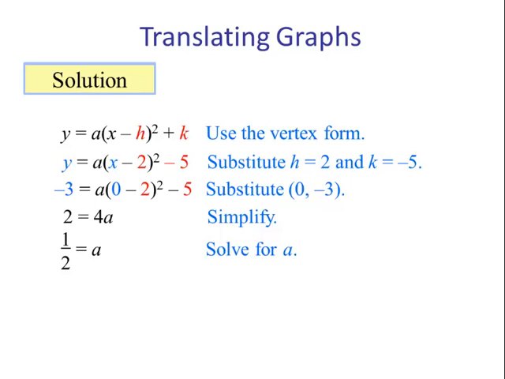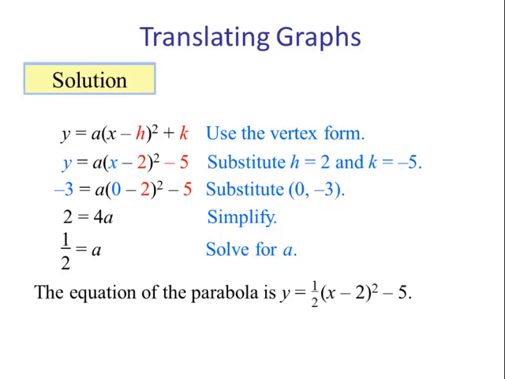Substituting a back into the formula, we have the equation y equals 1/2 times the quantity x minus 2 squared minus 5. And we are finished.